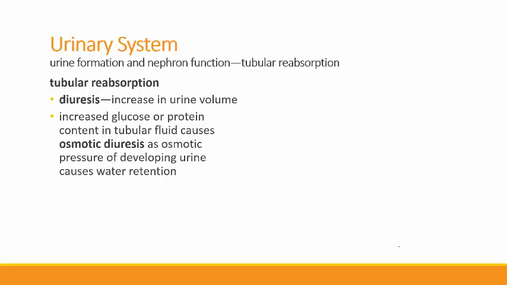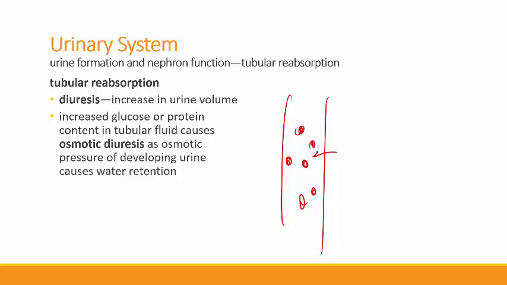Anything that leads to increased dissolved materials in the urine is going to increase the osmotic pressure of the dissolved urine. So let's say the urine is moving down the tube, and we've got a bunch of dissolved glucose in it, in the water, in the fluids in the nephron tubule. Well, that's going to cause osmotic diuresis, because osmotic pressure is going to call water back in.